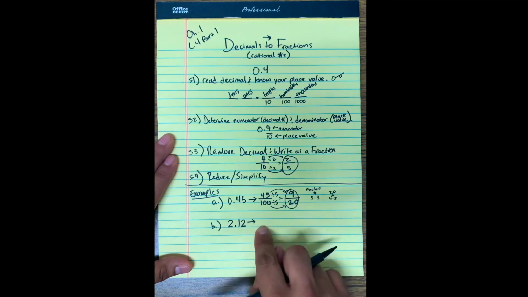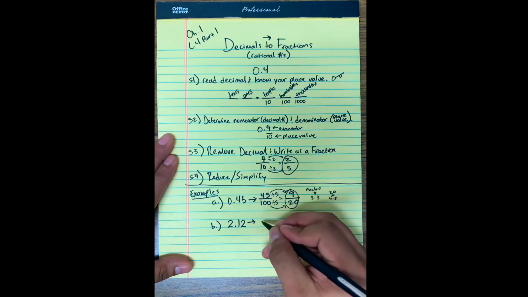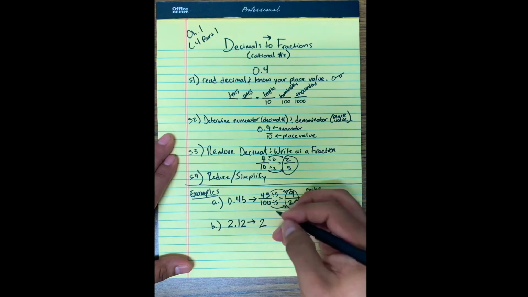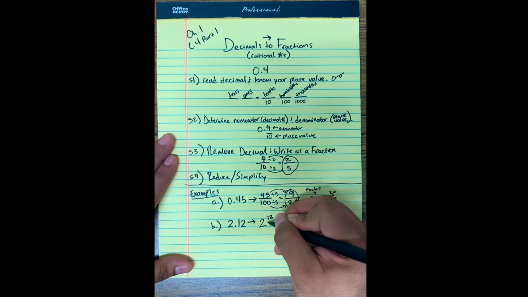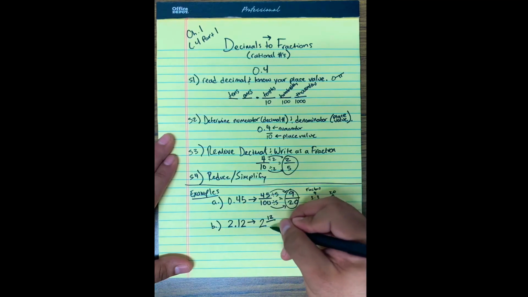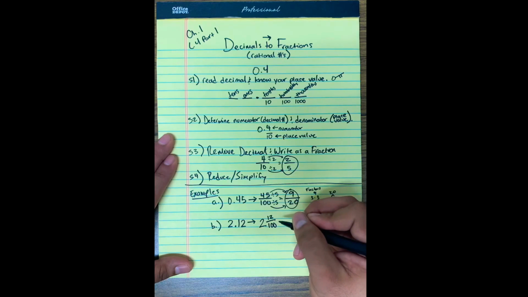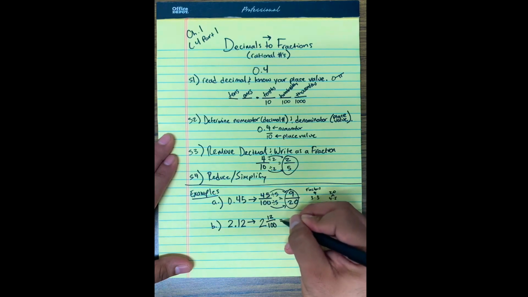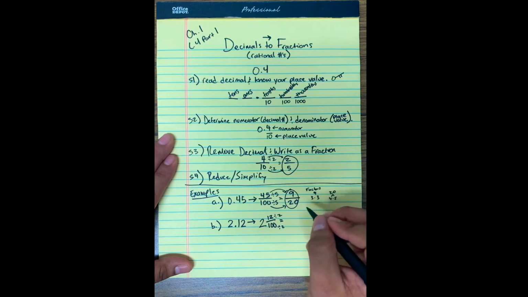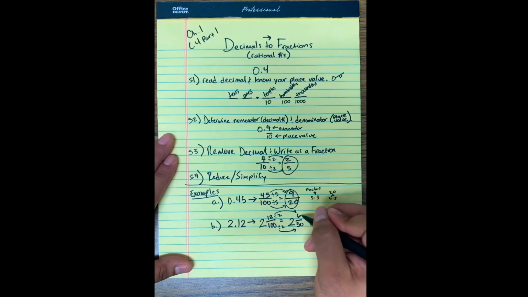All right, example B, you got 2 and 12 hundredths. Leave the 2 alone, all right? Don't mess with that. We're only concerned with what's after the decimal, to the right. So 12 hundredths, your 12 is your numerator, 100 is your denominator because it ended in the hundredths place. They're even, so they're divisible by 2. Again, make sure you leave the 2 alone, bring it with you. 12 divided by 2 is 6. 100 divided by 2 is 50.